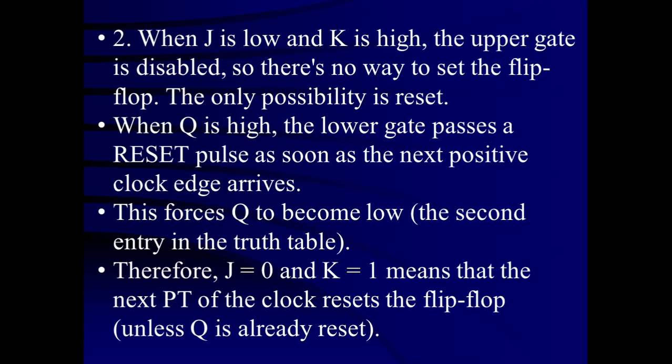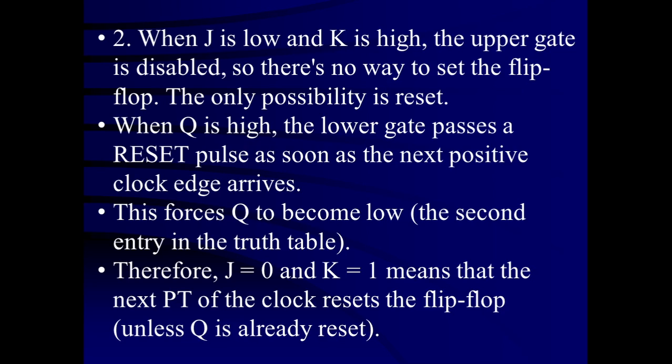When J is low and K is high, the upper gate is disabled. So there is no way to set the flip-flop. The only possibility is to reset the flip-flop. When Q is high, the lower gate passes a reset pulse as soon as the next positive clock edge arrives. This forces Q to become low, the second entry in the truth table.